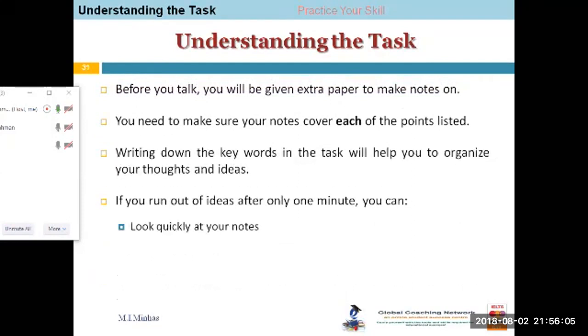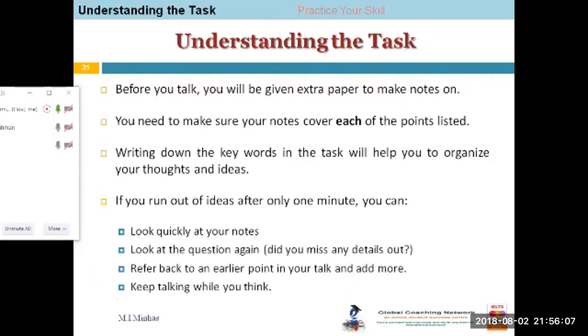Now, before you talk, you will be given extra paper to make notes on. You need to make sure your notes cover each of the points listed. Writing down the keywords in the task will help you to organize your thoughts and ideas. Okay? But remember one thing. It is really very difficult to write notes of all the points. So try to be very precise and just write a few words, like 1 or 2 words for each point. That's it. I will show you by the end of this lecture, inshallah, how to make points, right?